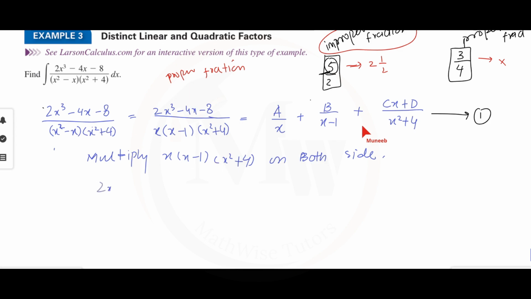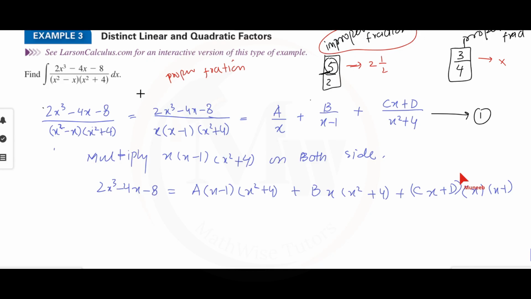So what is left here? 2x cube minus 4x minus 8. What about the first term? With the a term, only x will be cancelled out and these two terms will be left with a: x minus 1 times x square plus 4. Now with the b term, x minus 1 will be cancelled out, and only x and x square plus 4 will be left. Plus cx plus d. With this term, x square plus 4 will be cancelled out because we multiply with the same terms, and the remaining is x times x minus 1, which will multiply with cx plus d.